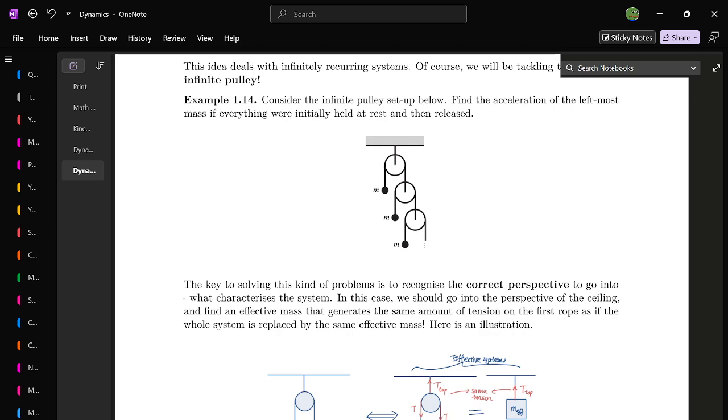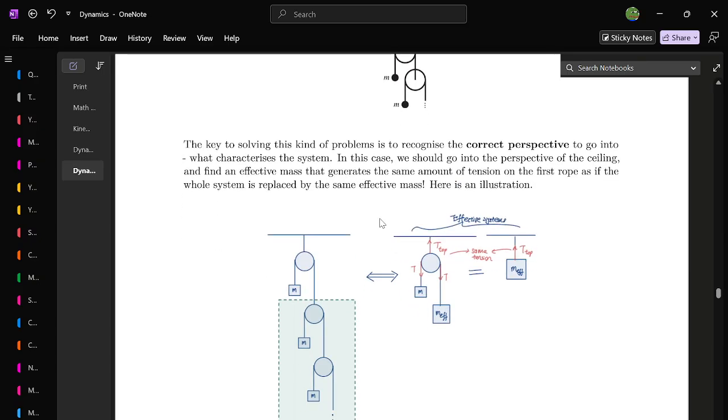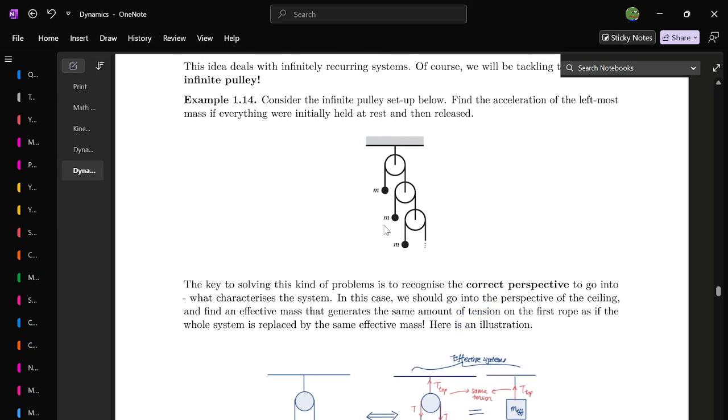So we'll be dealing with the infinite pulley here, where we have this setup as such. This extends to infinity and just repeats itself. So theoretically, you could just balance forces and do your typical stuff and then try to sum a geometric series or something like that to go to infinity. But a much easier way is to just go into a correct perspective. What this means is that because this infinite system here is self-similar, if I just took this block, this is just itself, right? Because it's infinite.